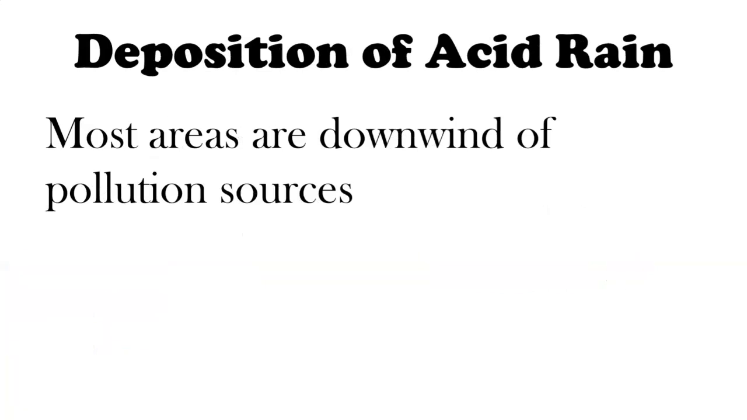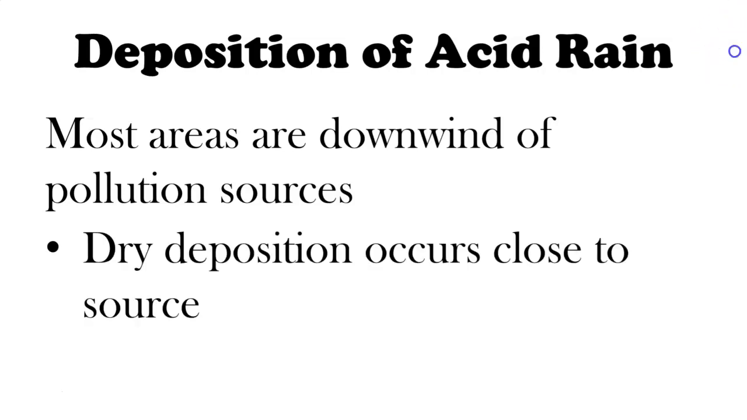So let's take a closer look at the actual deposition of acid rain. Most areas of acid rain deposition are actually downwind of the pollution sources. Dry deposition actually occurs close to the source of the sulfur dioxide and NOx particles. This is because oftentimes the SO2 and NOx particles are simply released up into the atmosphere, and because of wind currents, they flow back down to the surface of the earth.